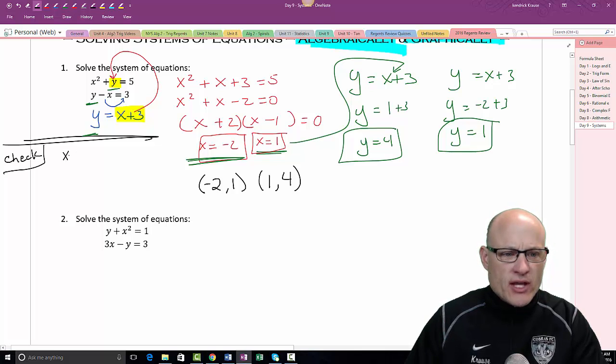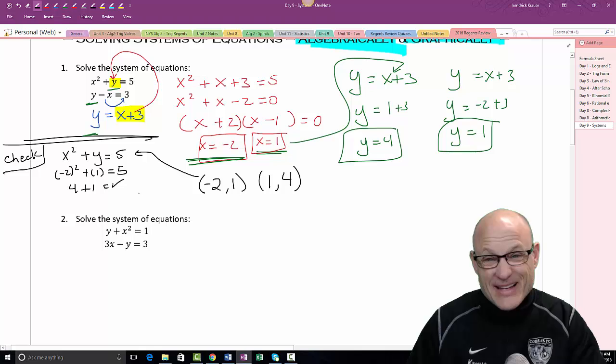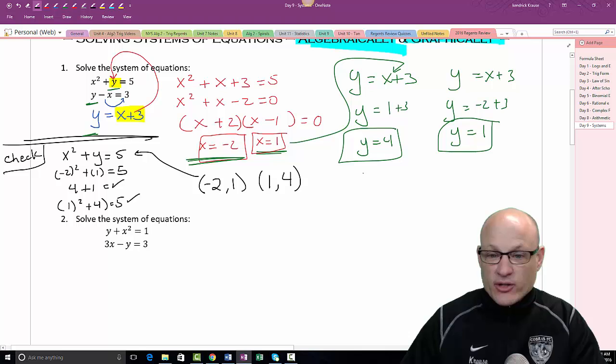Let's check. So our first equation is x squared plus y equals 5. We'll plug this in. So negative 2 squared plus 1. Plug in using parentheses so you don't make dumb mistakes. Equals 5. This is 4 plus 1 equals 5. I think that checks. And then I'll do the other one. 1 squared plus 4 equals 5. That's obvious.